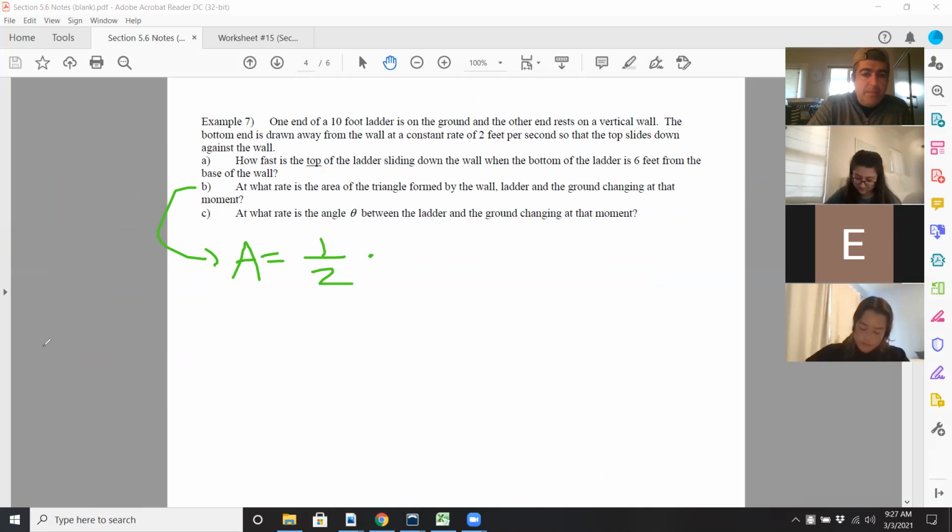One half times base times height. Okay, good. That's x, y, and 10, right? Again, I have to redraw a diagram. Well, what's my base here? My base here is x. My height is y.